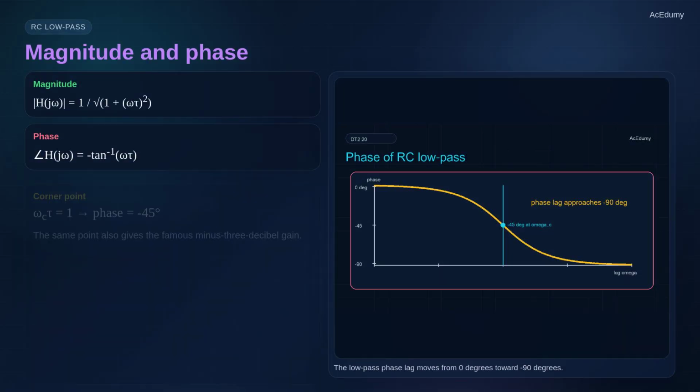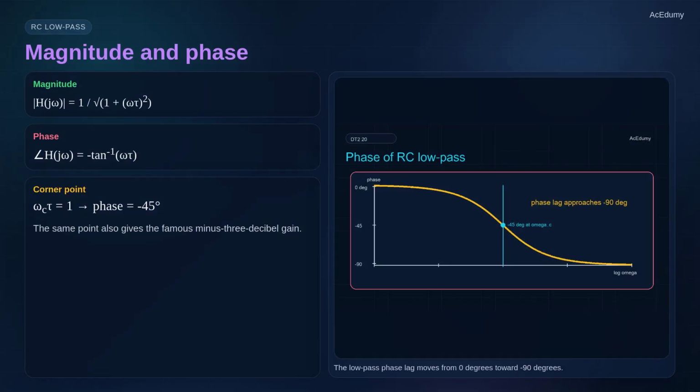From H of j omega equals 1 over 1 plus j omega tau, the magnitude is 1 over the square root of 1 plus omega tau squared. The phase is minus arctangent omega tau. At very low frequency, magnitude is almost 1 and phase is almost 0 degrees. At the corner, omega tau equals 1. The phase is minus 45 degrees. At very high frequency, phase approaches minus 90 degrees.